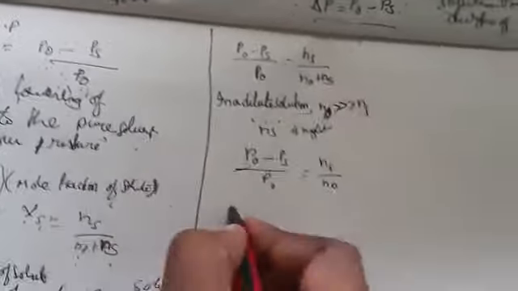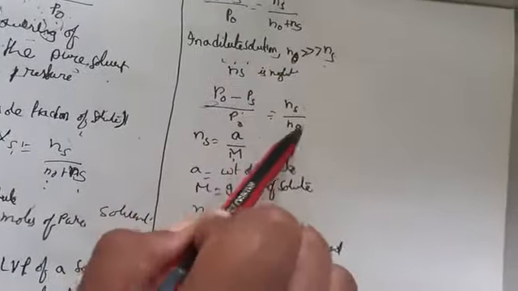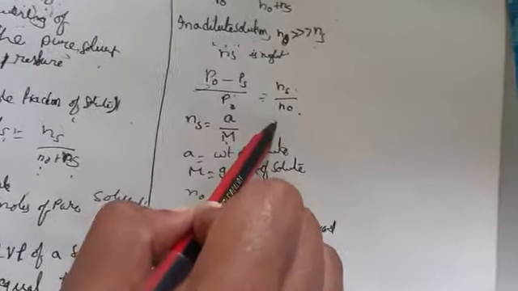So P naught minus Ps by P naught is equal to Ns by N naught. Why did we get only N naught here? Because in dilute solutions Ns is very small compared to N naught, so Ns is neglected. That's why I have written Ns by N naught. Ns is the number of moles of solute, which is A by M. A indicates weight of solute, M indicates gram molecular weight of solute. N naught is B by W, B being the weight of solvent and W the gram molecular weight of solvent.